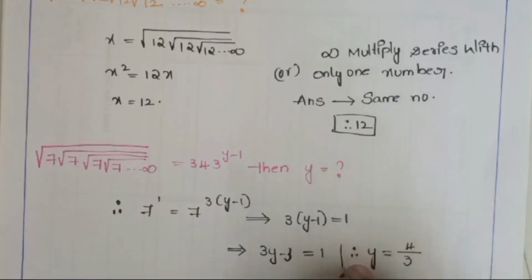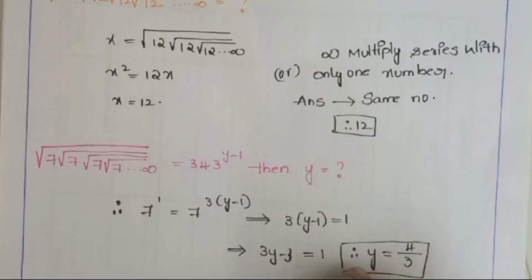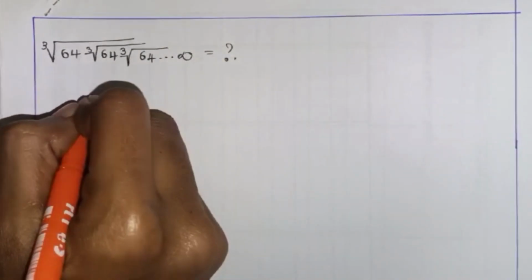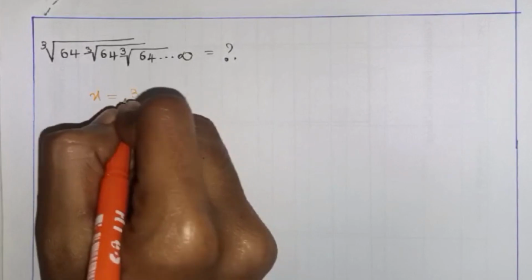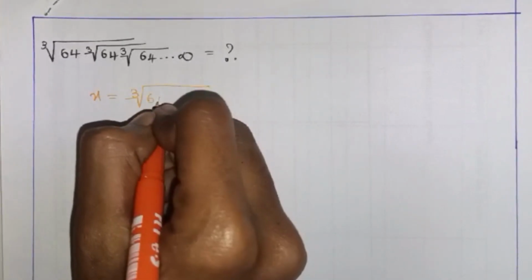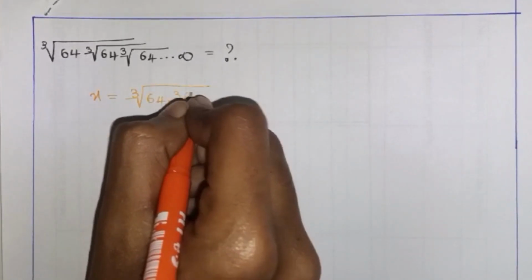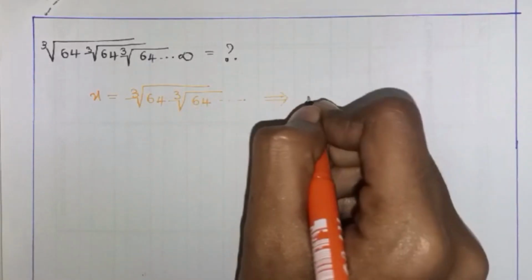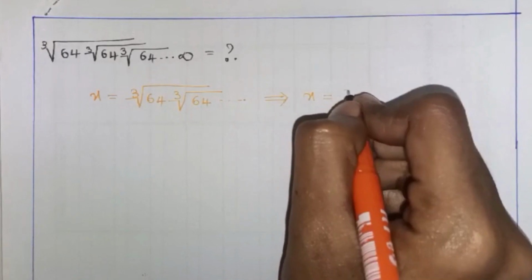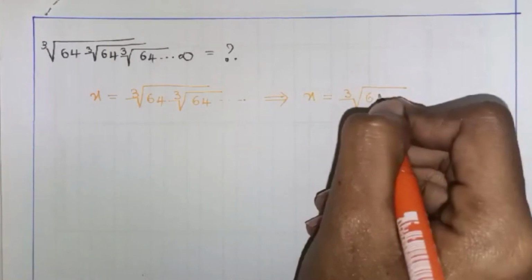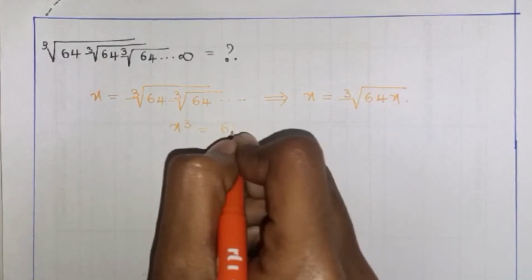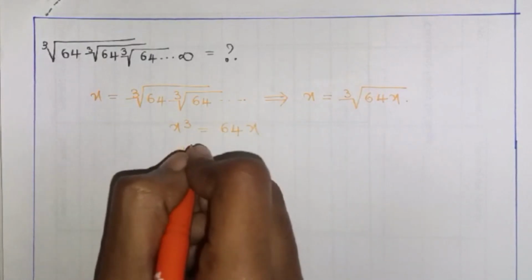Here is the next question. If they are asking a question like this, cube root of 64, cube root of 64 and so on till infinite times, we can directly take it as cube root of 64. If we solve that, we'll get the solution we are looking for. Just try to note down all these tricks in a notebook, so it will be very handy whenever you are attending an examination.